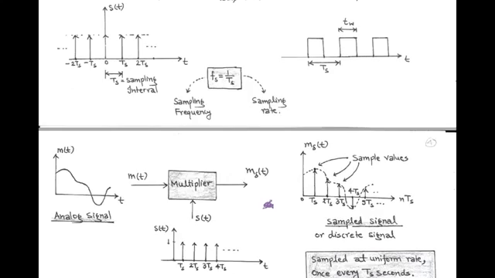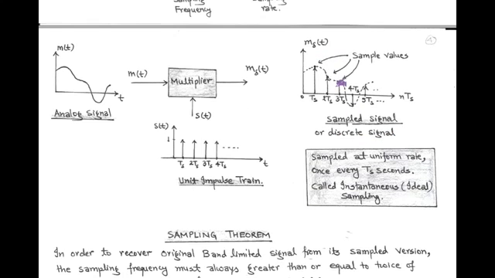Now, in the sampling process, both the analog signal m(t) and the periodic unit impulse train s(t) are passed through the multiplier. And at the output of the multiplier, we get the sampled signal or discrete signal denoted by m_δ(t). Here the analog signal m(t) is sampled at a uniform rate at every Ts seconds, called the sampling period. And here the unit impulse train is used as the sampling signal, so the process is called ideal or instantaneous sampling.